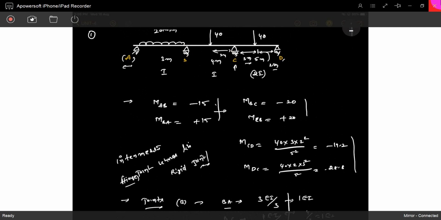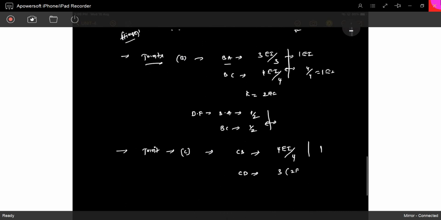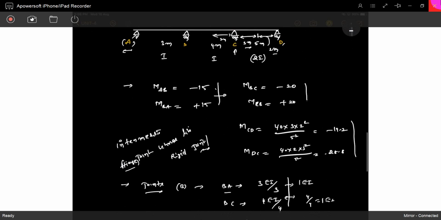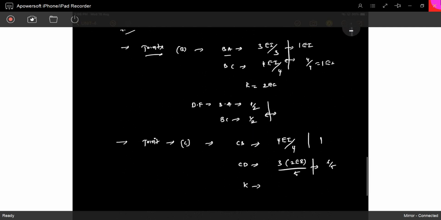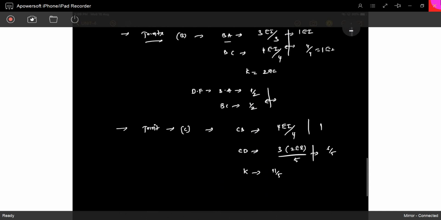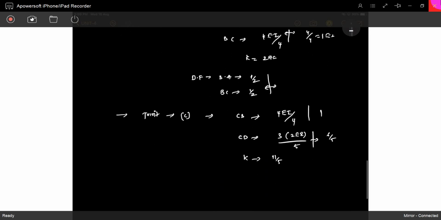If the cross section is increasing, I is increasing, stiffness is increasing. So 3 of 2EI divided by length. Length is 5 meters. Okay. So this is 6 by 5. So total stiffness is 1 plus 6 by 5, so 11 by 5. Okay. 11 by 5. That's it now. So now distribution factor for CB is 1 divided by 11 by 5, so 5 by 11.